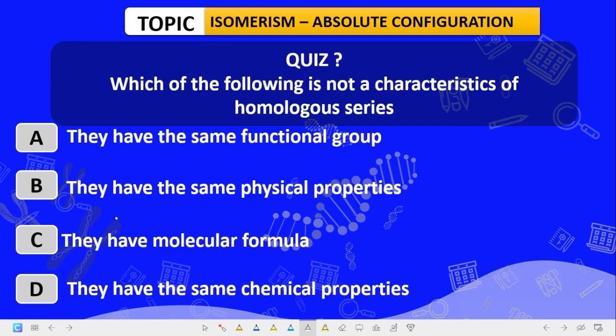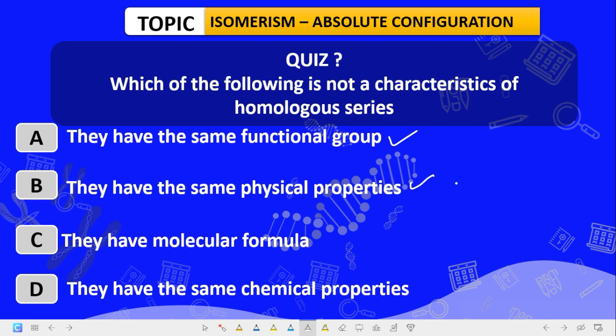Now, which of the following is not a characteristic of homologous series? They have the same functional group. Is that true? They have the same physical properties. Is that true? They have the same molecular formula. They have the same chemical properties. Now, the homologous series, they have the same functional group. That is true. They have the same physical properties.